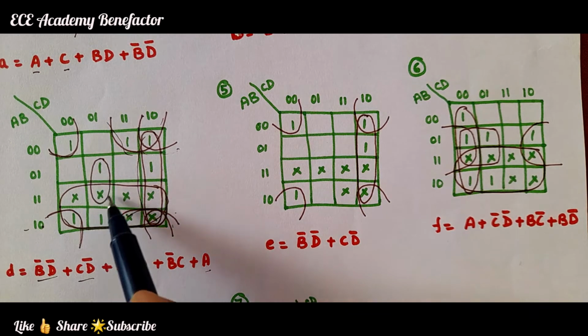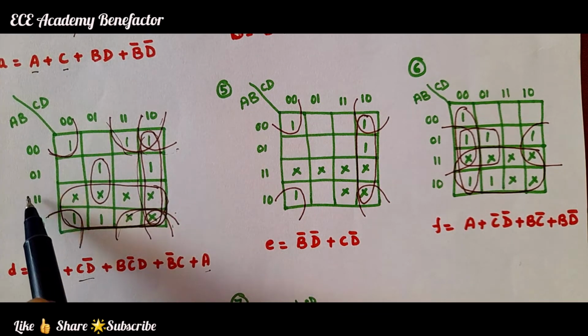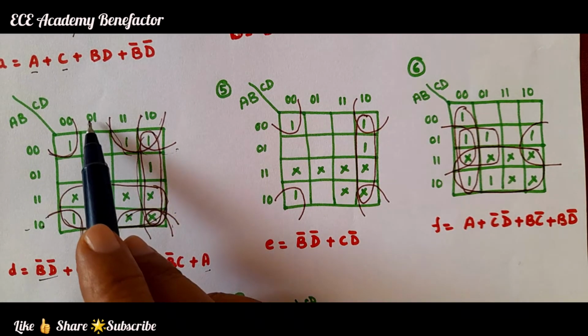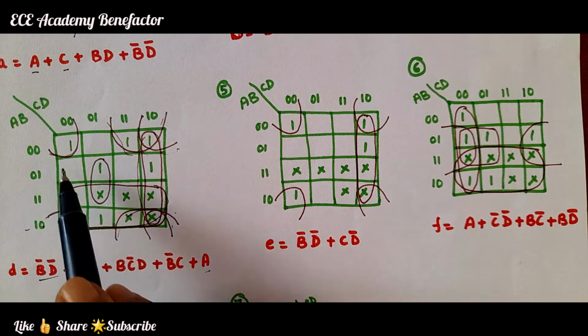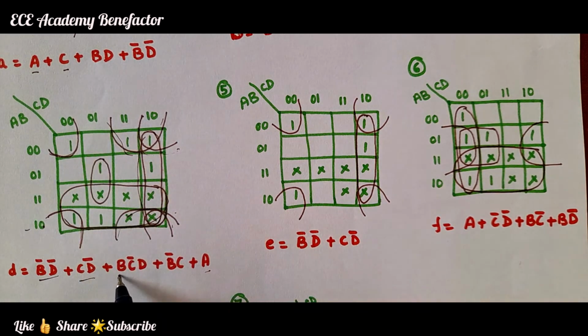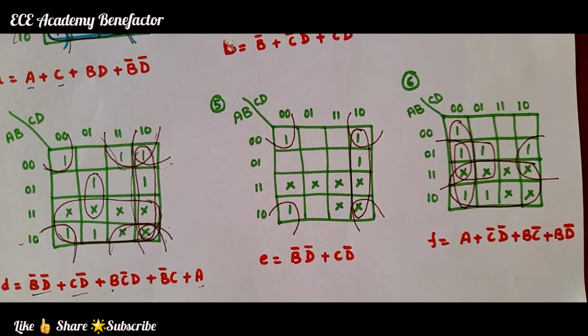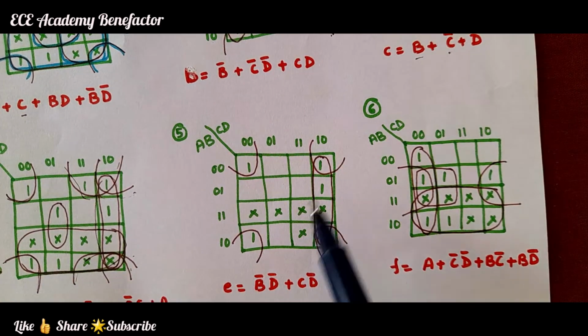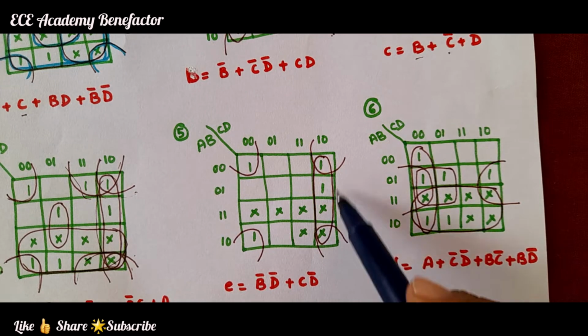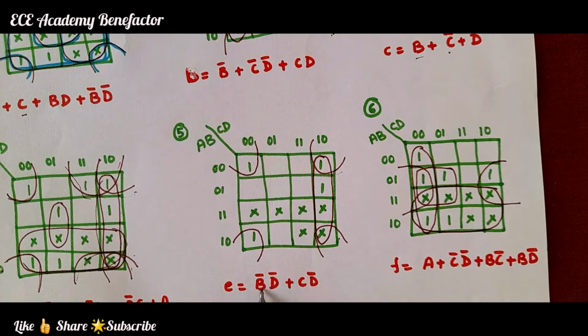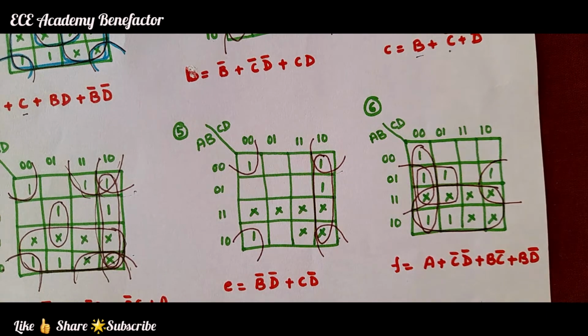For this pair, in these two rows 1 is common, 1 means B. In this column it is 0 1, so B C bar D. Like this we have the simplified expression for D. Now coming to E, we get one quad and one more quad from the four corners of 1s. So we get the term B bar D bar plus C D bar.